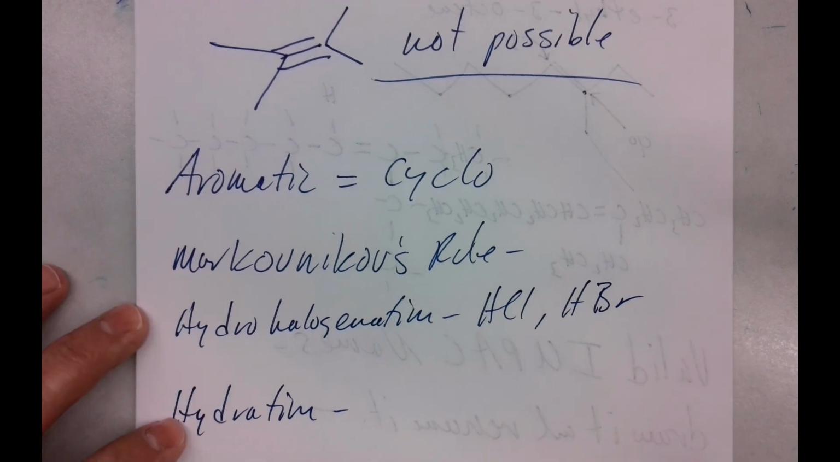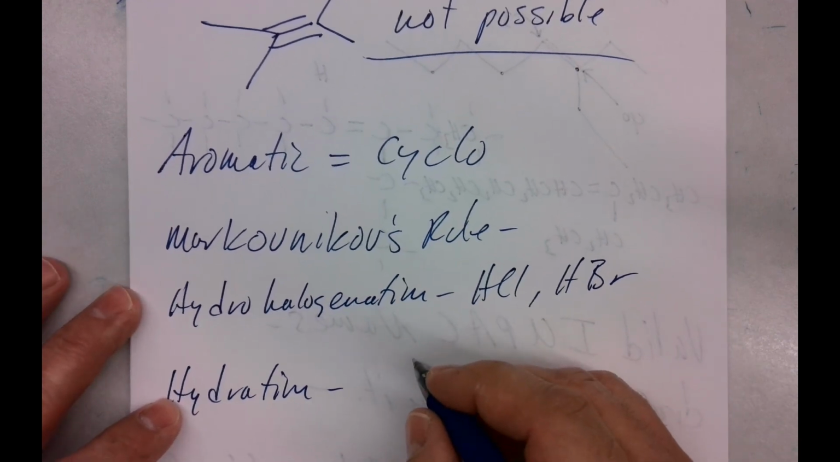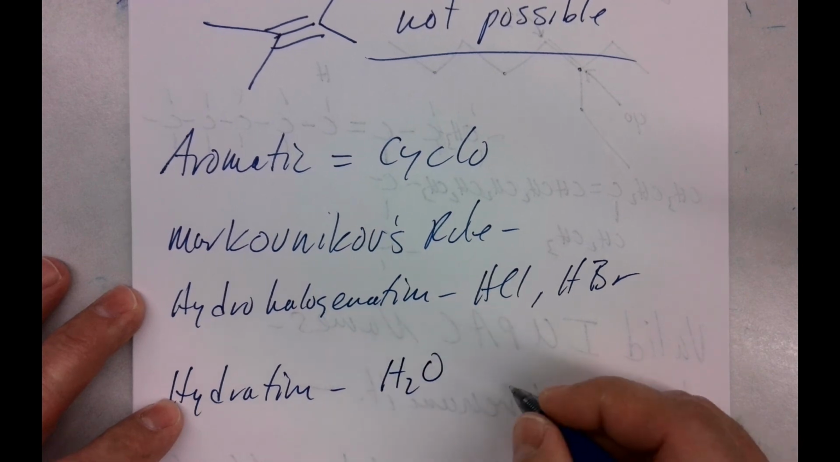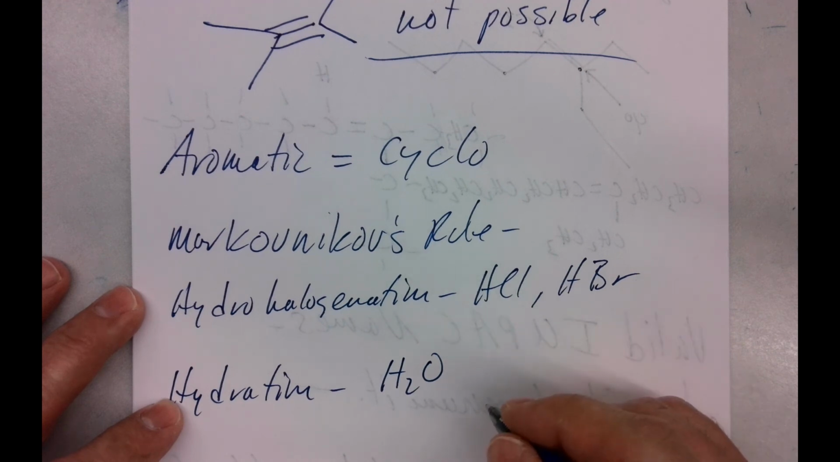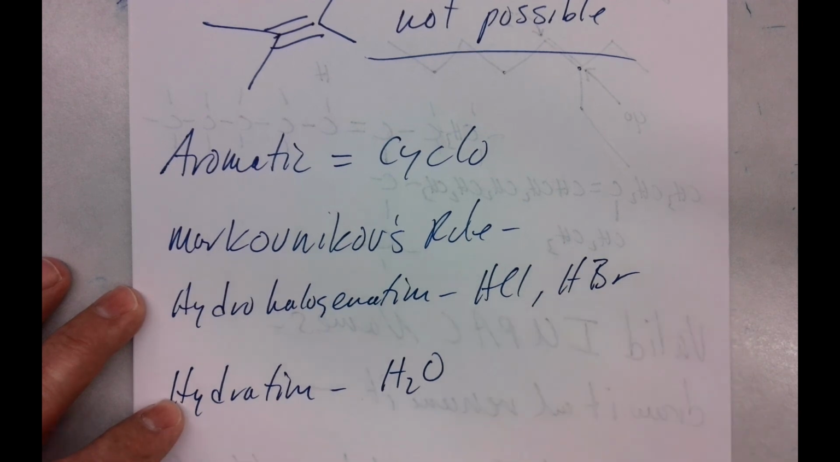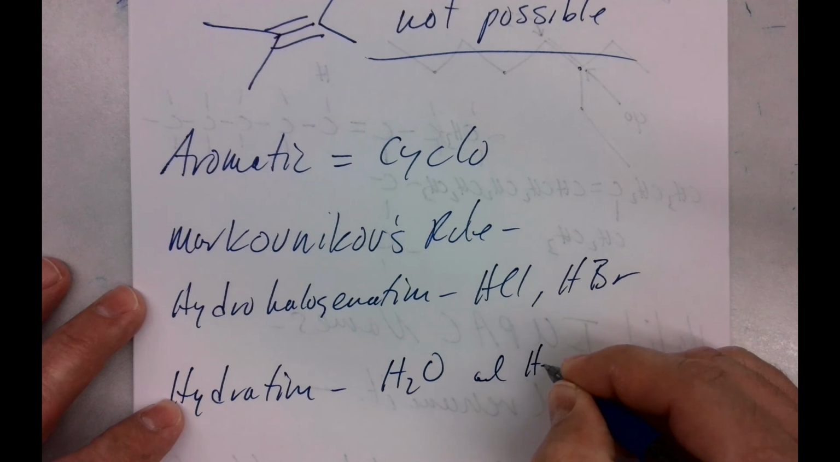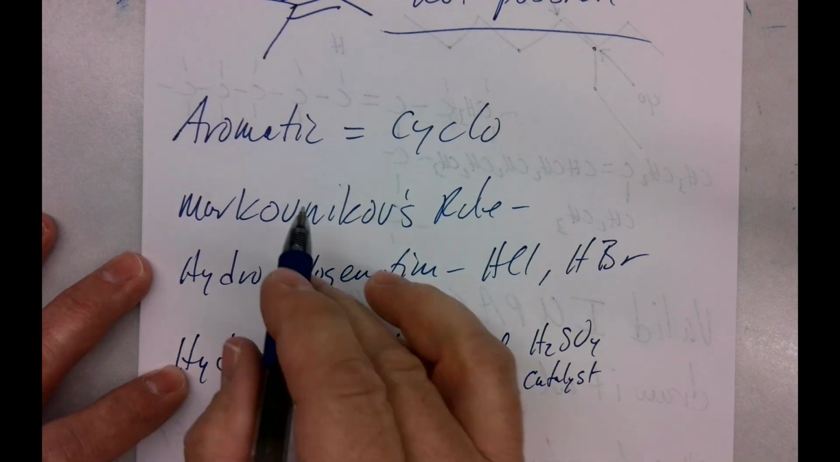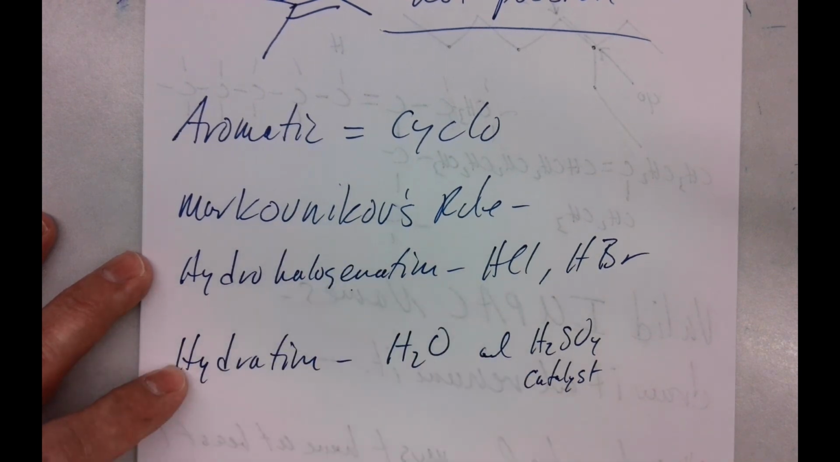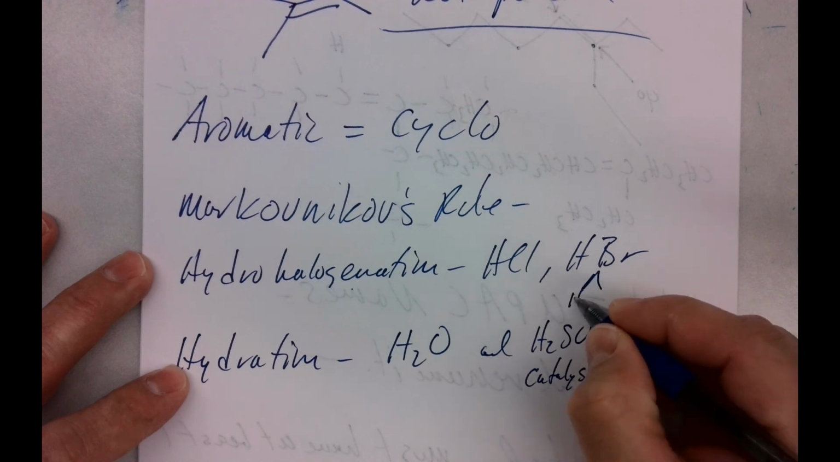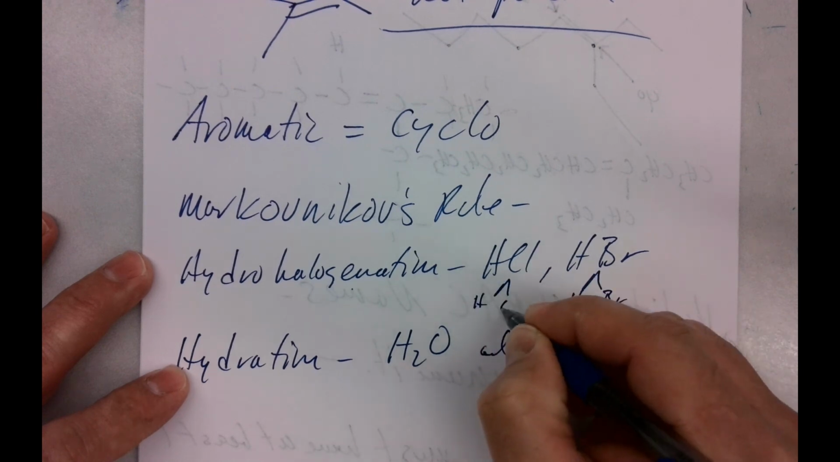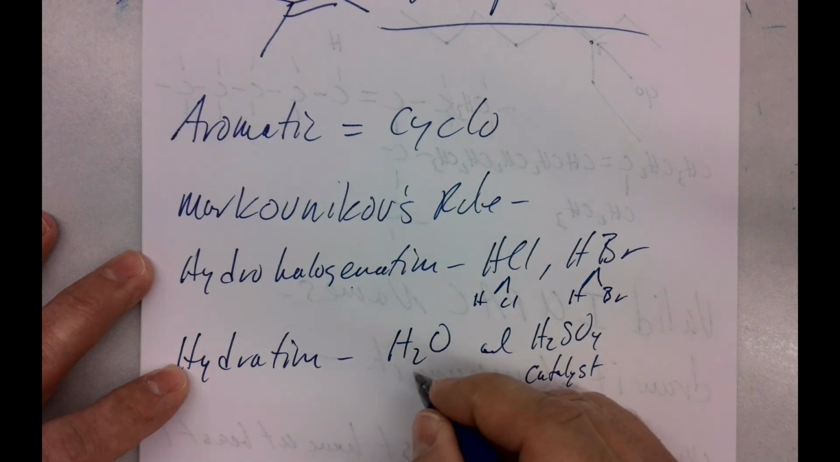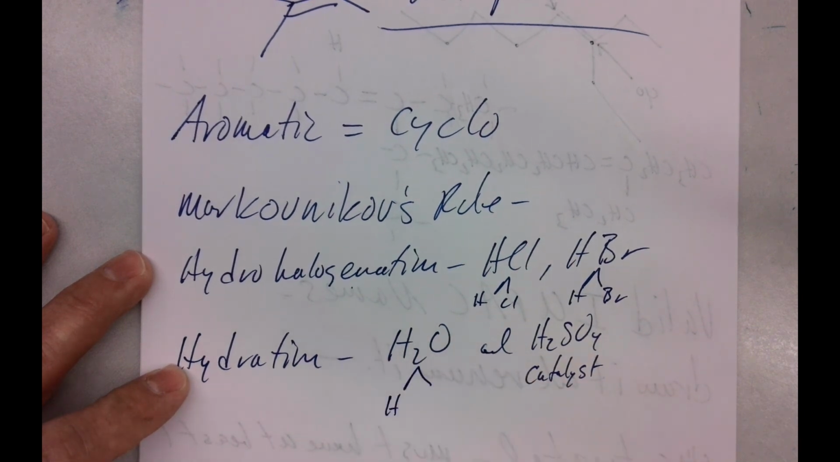Okay, what was hydration? H2O. And Fe, was it? It's not that. No, that's chlorination of benzene, the FeCl3. That was from last time. The H2SO4. H2O and H2SO4 as a catalyst, right? Now, the reason Markovnikov's rule applies to these 2 and not the other 2 is that these are different. I get an H and a Br, or I get an H and a Cl, right? Here, H2O, I get an H and an OH, right?